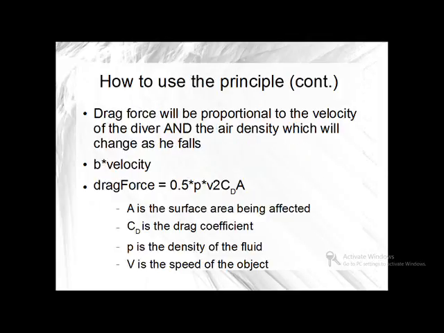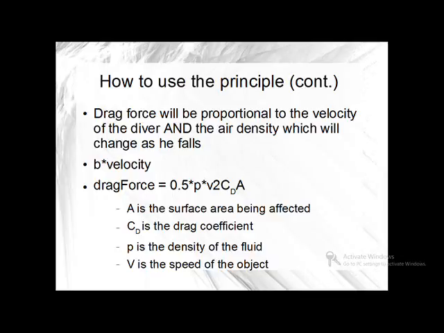The only other force acting on the skydiver will be the drag force, which is proportional to the velocity of the diver and the air density from where in our atmosphere he is falling from. In order to find this force, we will need to know the surface area being affected by the drag force, the drag coefficient, the density of the fluid, which in this case is the air, and the velocity of the object, which we will calculate using Newton's second law.